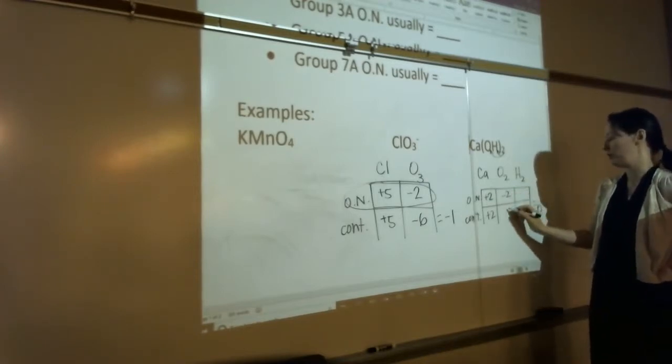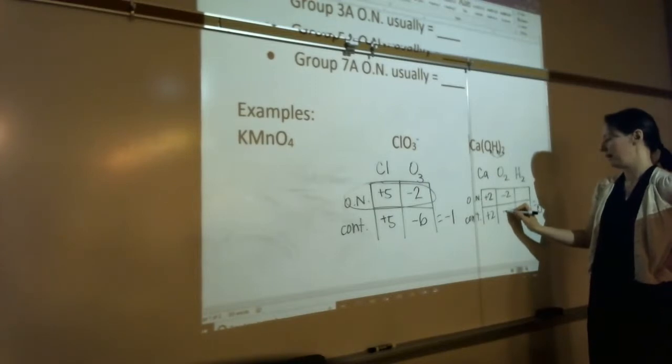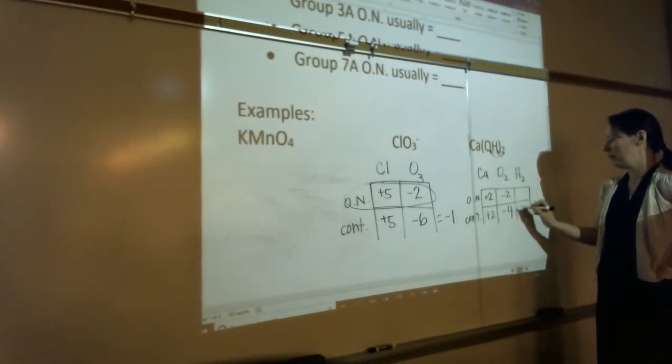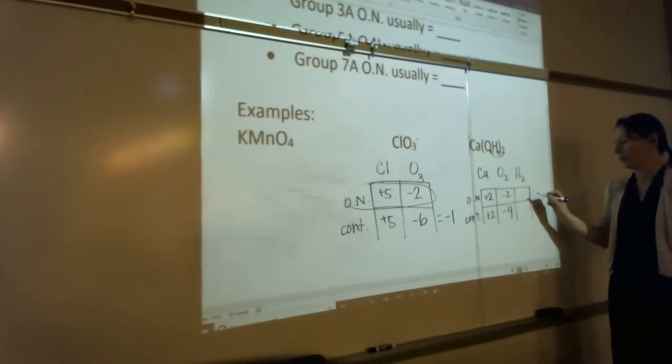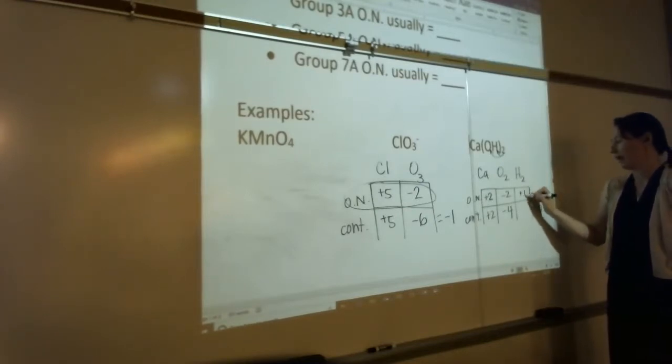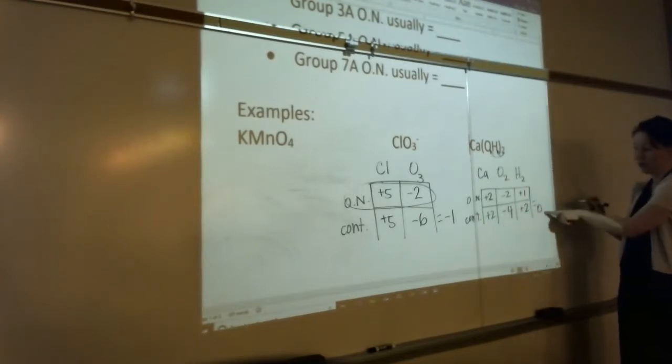-2, and there are 2 of them, so that gives me -4. Hydrogen's in group 1. Group 1 elements are always +1, and there are 2 of them, so that gives me +2. Does this add up to 0?